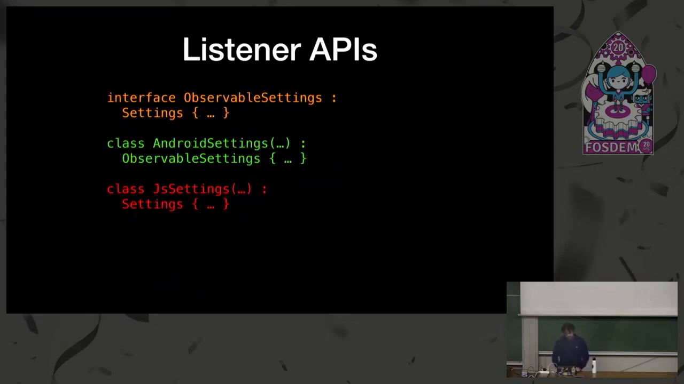So where I landed with that was I split the interface. I have an observable settings interface that holds all of the listener APIs, and Android and iOS implement that, along with the base settings interface. JavaScript just implements the base settings interface. So in your common code, you can check whether you're just a settings or an observable settings, and only interact with the listeners when you are observable.